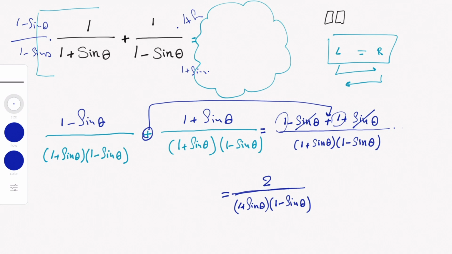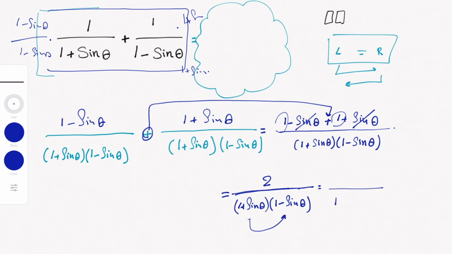So you have to ask yourself, can we continue, or is this the final answer? Usually, when they ask us to simplify, we need to make it into a smaller form. So let's try. We have 1 plus sine theta times 1 minus sine theta. When you multiply this, you get 1 minus sine squared theta.